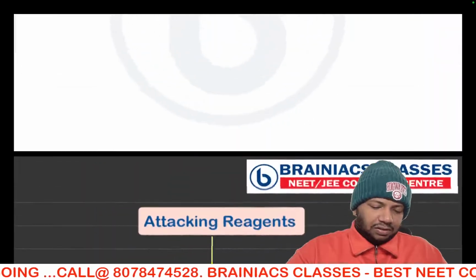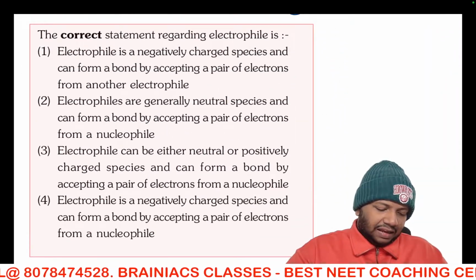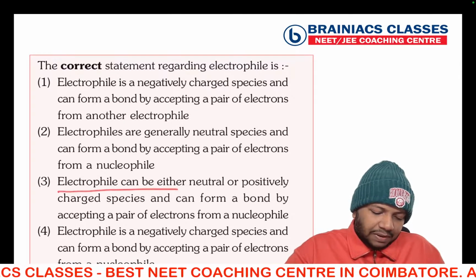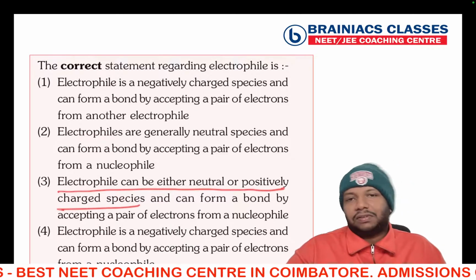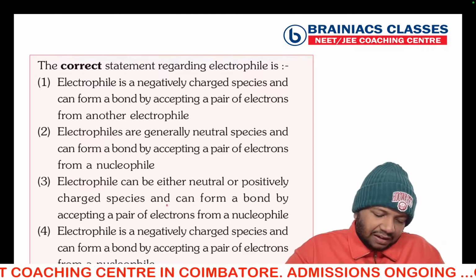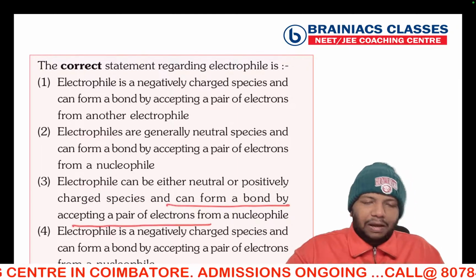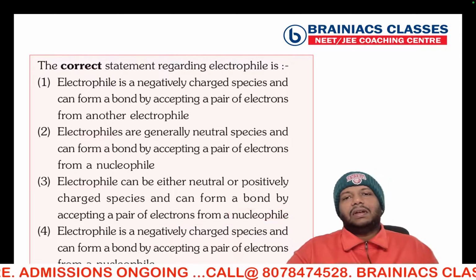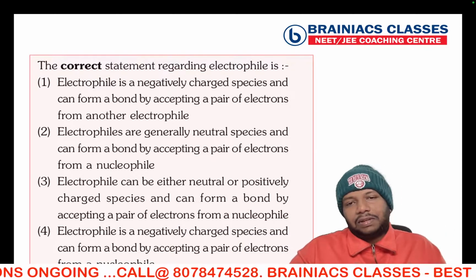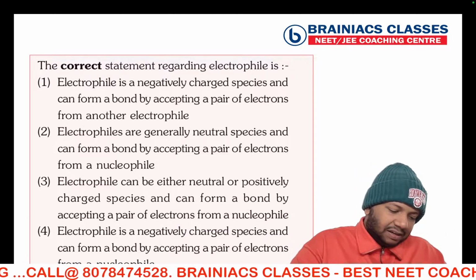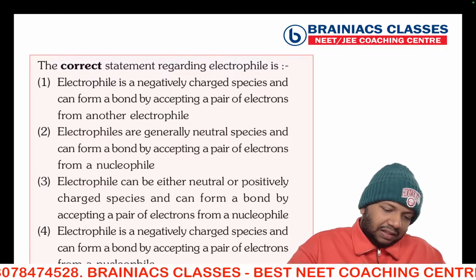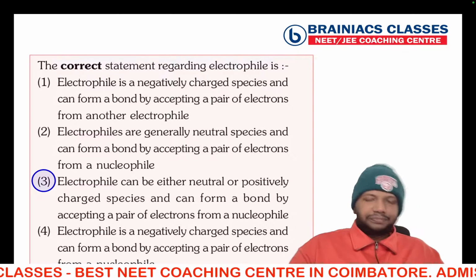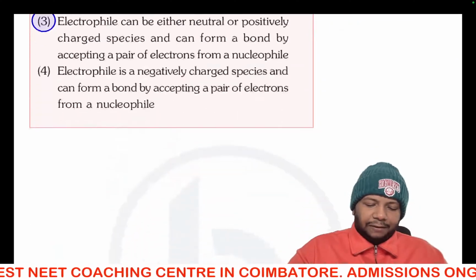Now go to the question and read the statement. I can easily say the third statement. If you read it, you can see an electrophile can be either a neutral or positively charged species. Correct? We know that. And it can form a bond by accepting a pair of electrons from a nucleophile. Correct? From a nucleophile only it can accept electrons. So my answer here is option 3. Clear? I hope it is clear for you.